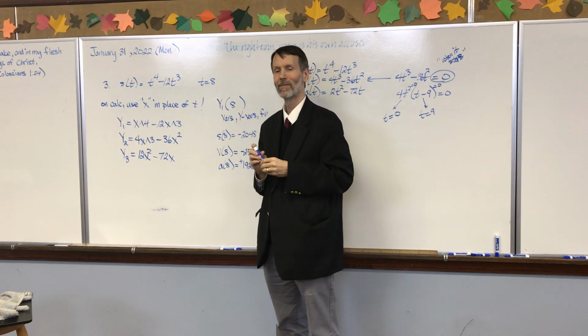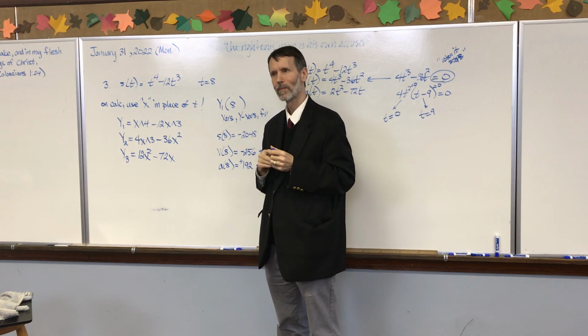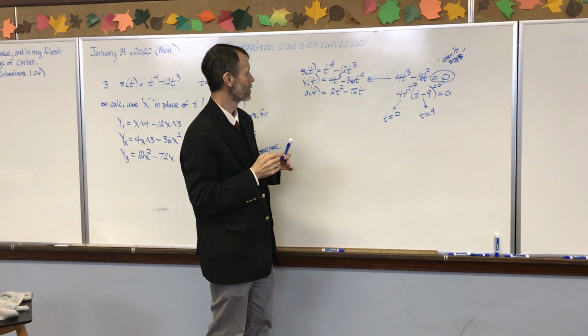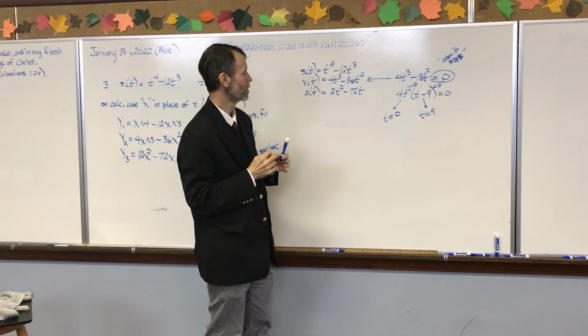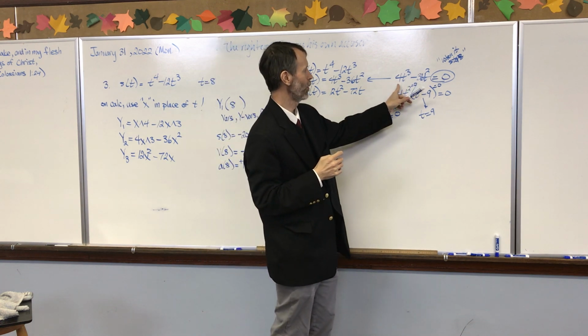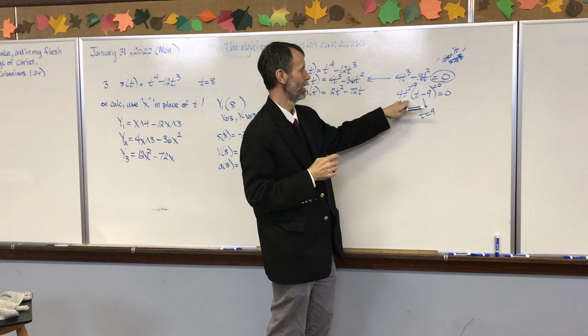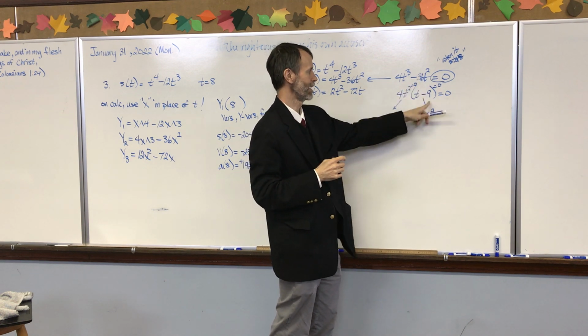Yeah, I have a question. Yeah, go ahead. So for the 4t cubed, how did you get t minus 9? I factored this. I pulled out a 4t squared, and then left behind 4 times 9, which is 36.